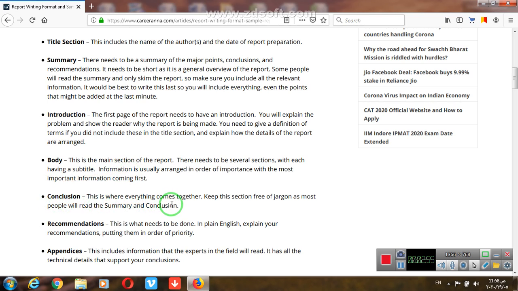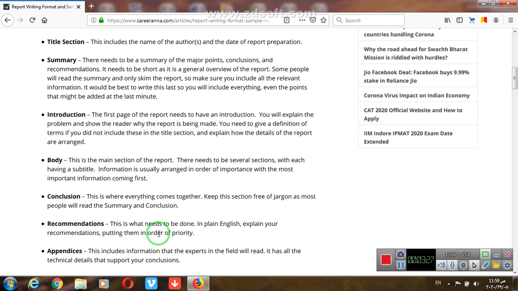This is where everything comes together. Okay. You have to conclude what you have written. Keep this section free of jargon, as most people will read the summary and conclusion. Be careful in writing your conclusion, because as I told you before, most people only read the summary and the conclusion to understand what the report is about. So be careful in writing it and with the information you are writing.